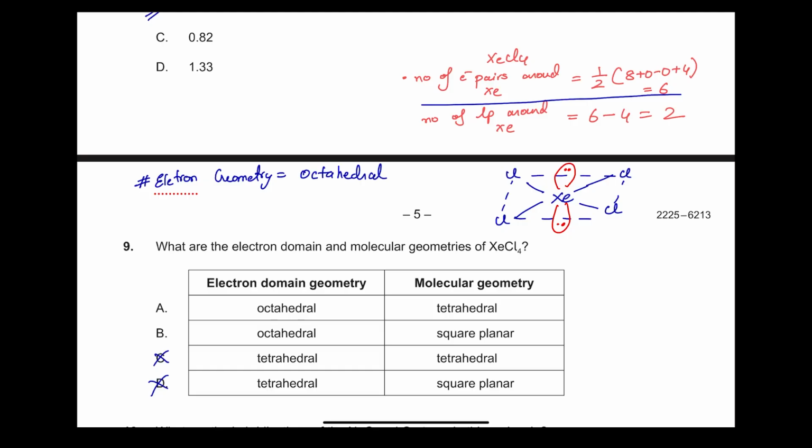If you look at it, it looks like square planar, a square plane, right? So the molecular geometry will be square planar. Answer is B. We could have eliminated option A just by looking at the molecular geometry, because if your electron geometry is octahedral, your molecular geometry can never be tetrahedral.